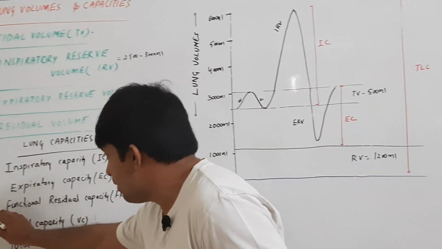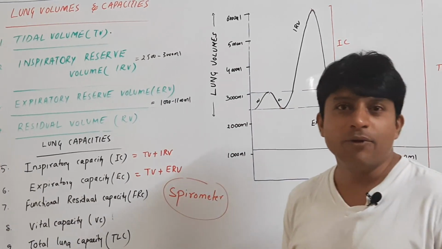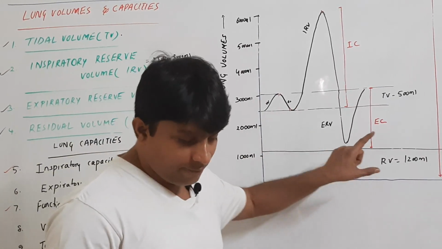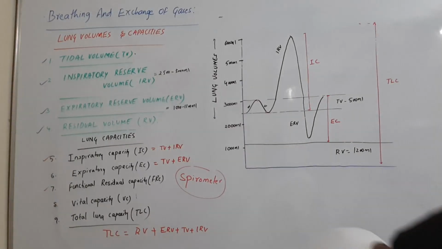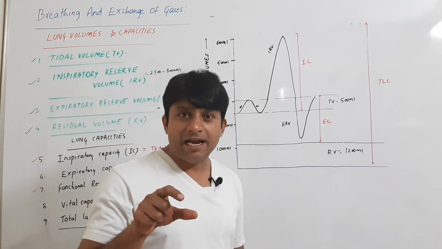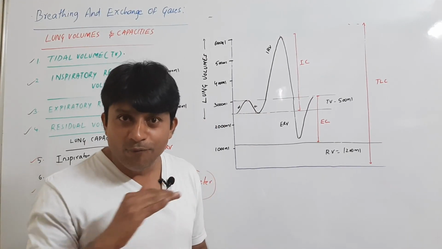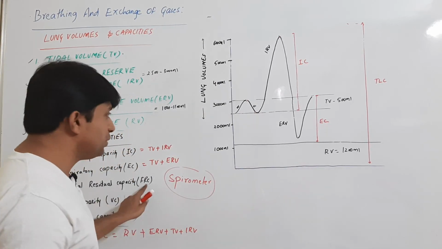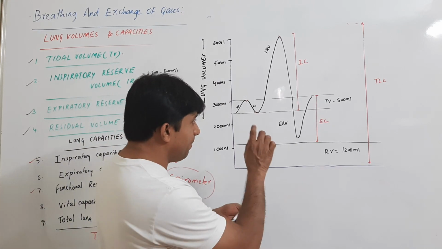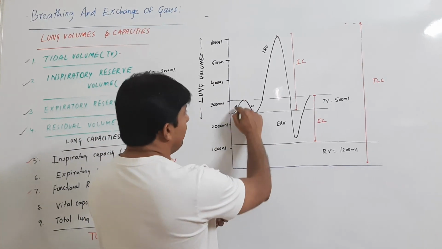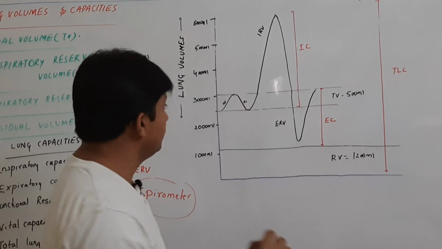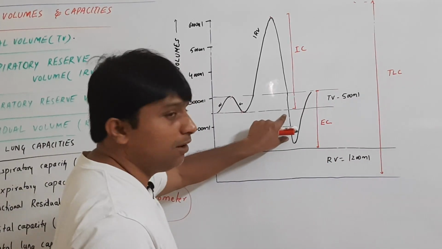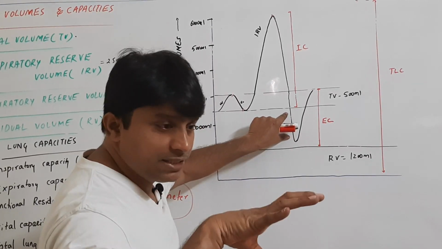Fine. Now coming to the next one, functional residual capacity. Already we have discussed that the volume of the air that is trapped in the microscopic space of the alveoli of the lungs, which is not involved in any kind of exchange, is residual volume. Now what is functional residual capacity? Look, this is normal inspiration, this is normal expiration, the tidal volume. After normal expiration, this is the volume of the air that remains in the lungs.